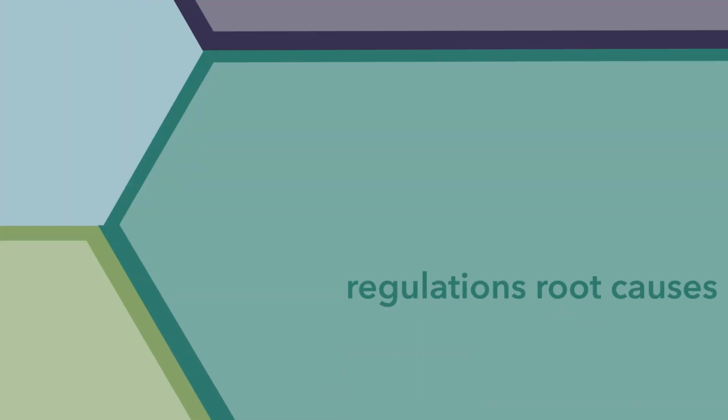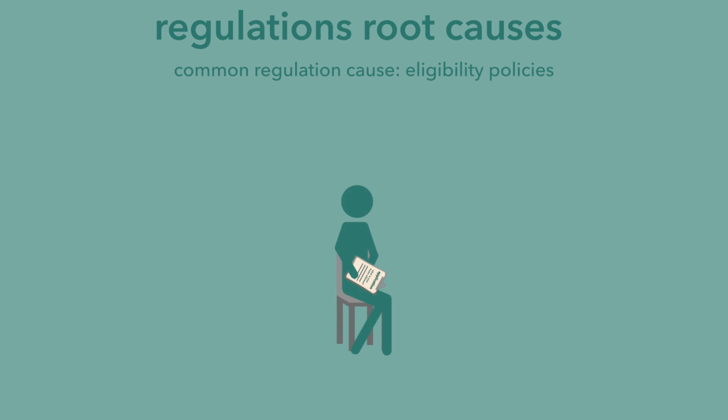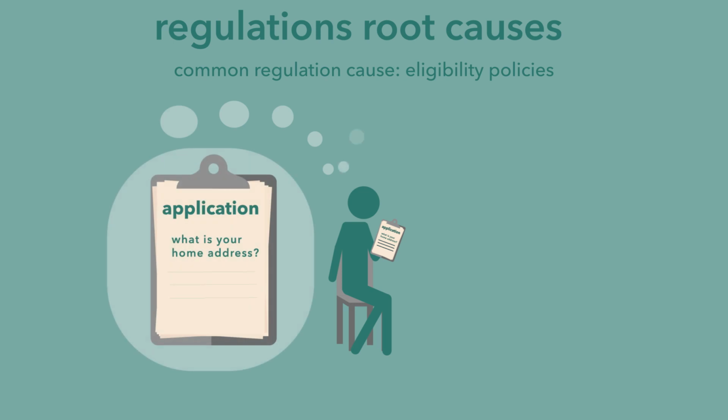System root cause 3: regulations. This includes policies, laws, practices, procedures, and daily routines that guide people's choices and behaviors. Common regulation root causes contributing to health inequities include eligibility policies for supports or opportunities. For example, program applications that require a permanent address disadvantage people who are homeless.